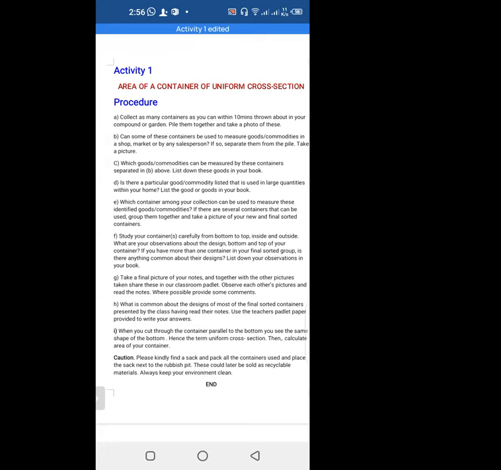Study your containers carefully from bottom to top, inside and outside. What are your observations about the design, bottom and top, of your container? If you have more than one container in your final sorted group, is there anything common about their designs? List down your observations in your book.